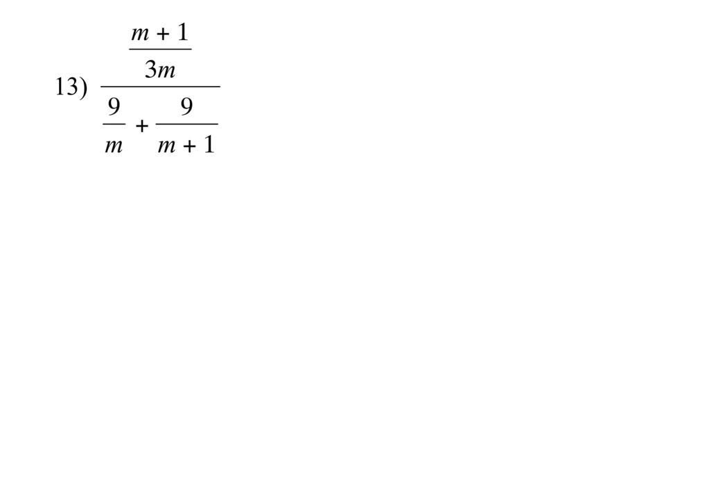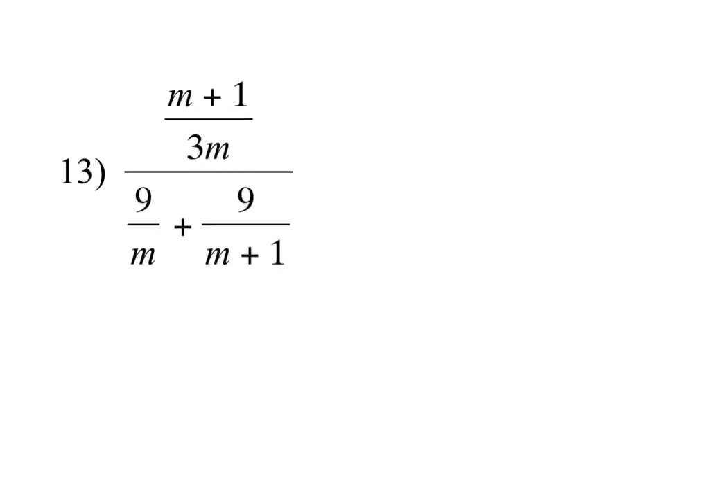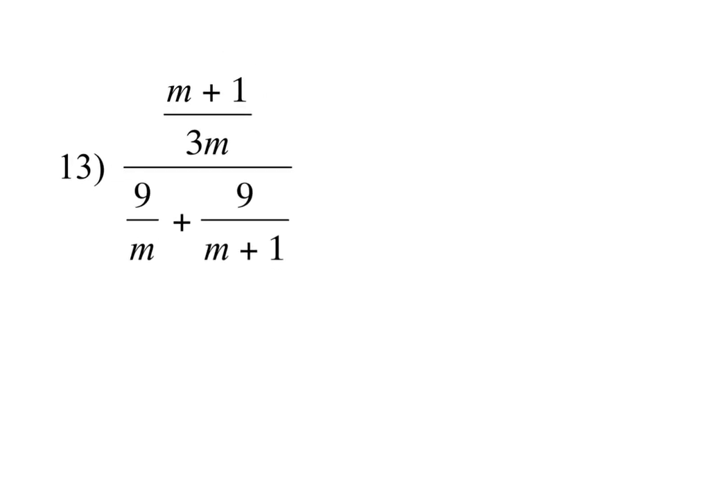So your first step here, even though this looks completely different than addition, is actually the same as addition. Your first step is to find your common denominator. The difference is you're going to look at every single one of these. So I have a 3, an m, and an m plus 1.